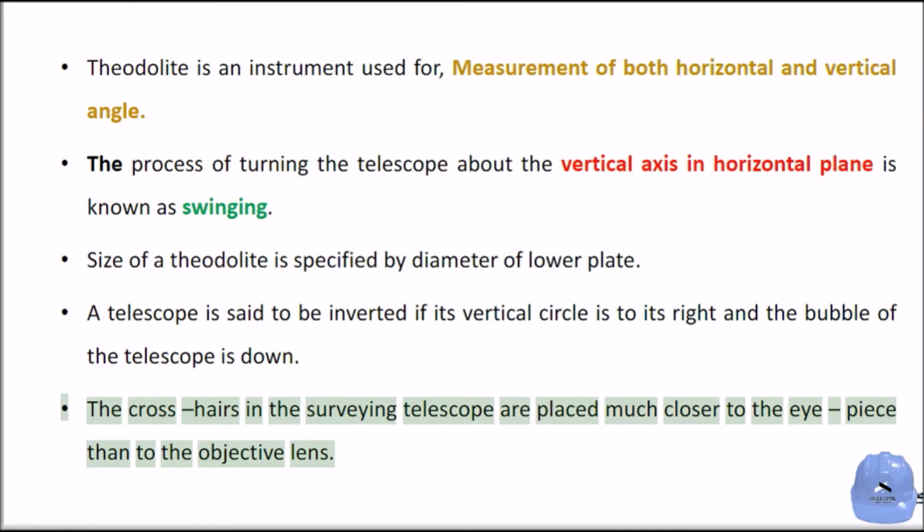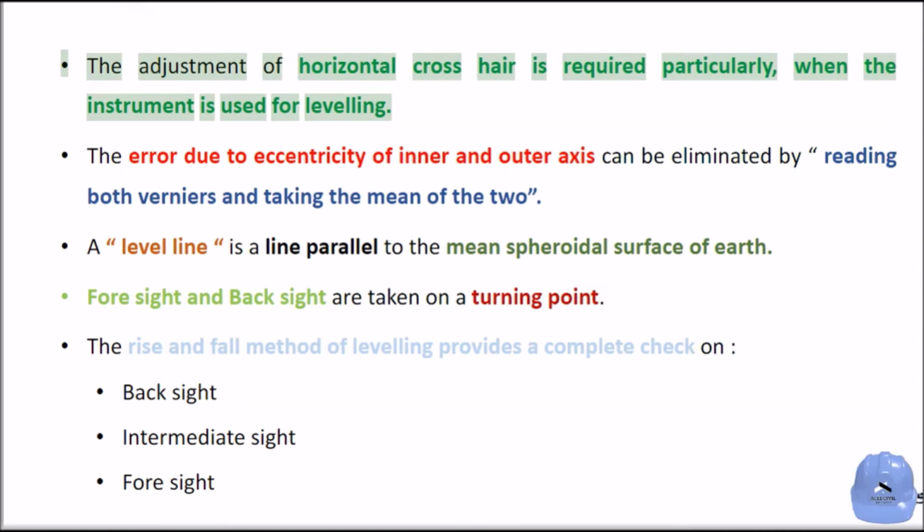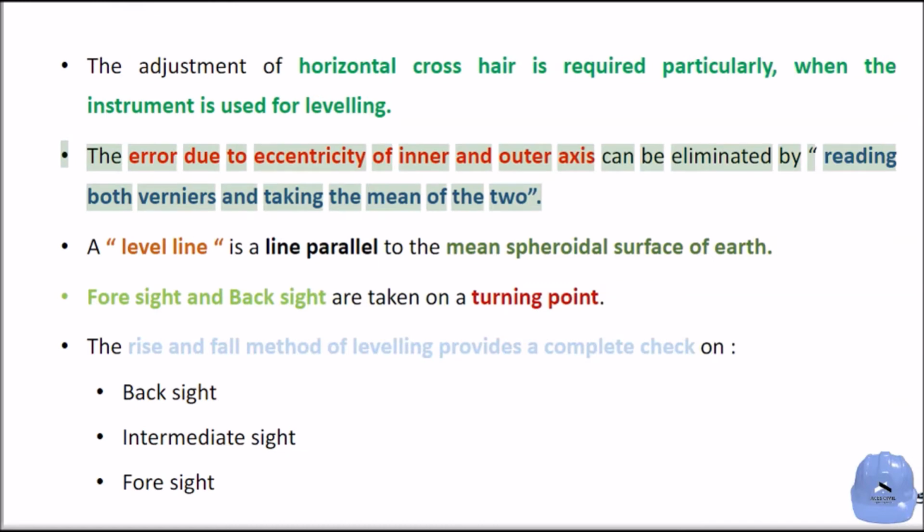The crosshairs in the surveying telescope are placed much closer to the eyepiece than to the objective lens. The adjustment of horizontal crosshair is required particularly when the instrument is used for leveling. The error due to eccentricity of inner and outer axis can be eliminated by reading both verniers and taking the mean of the two.